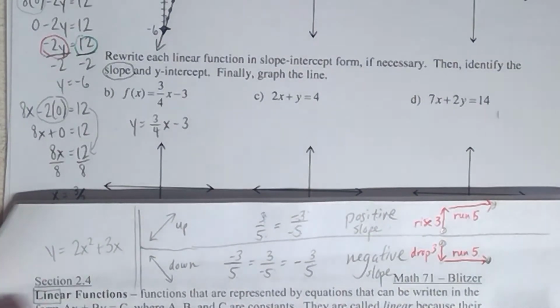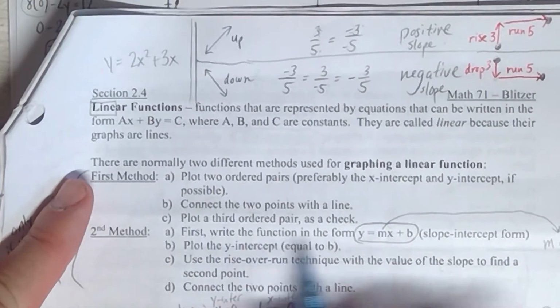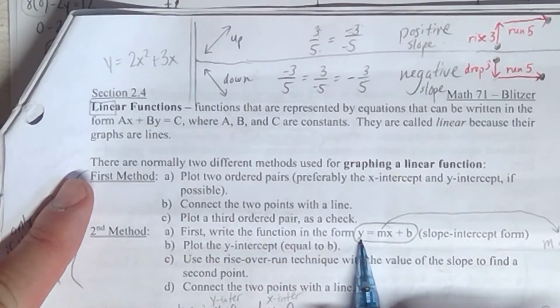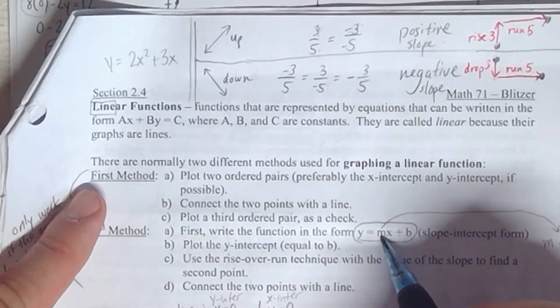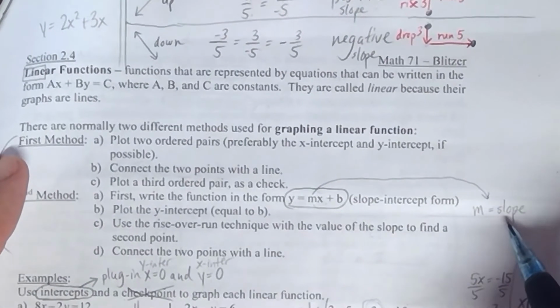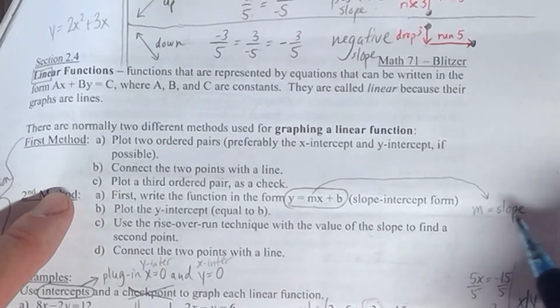So the second method then says what? It says if it's not written in this form already, write it in this form, where notice that y is by itself. And then on the other side, the x term is first. The coefficient of the x term is the m, which is also the slope. I'll get into that plenty more here, don't worry.